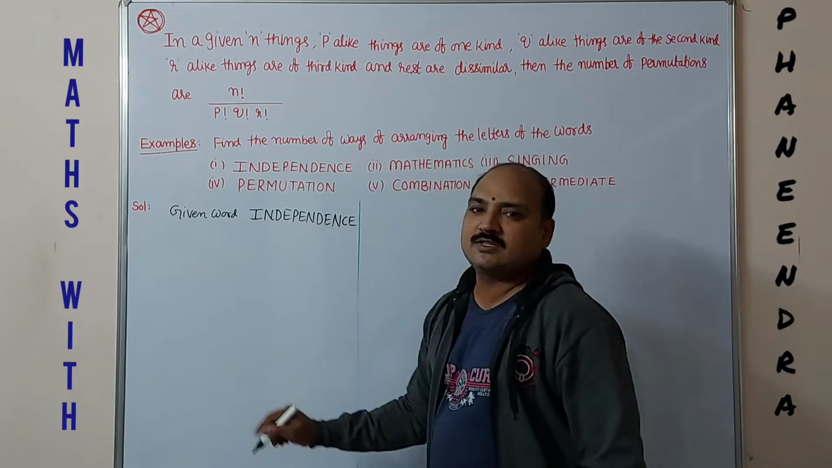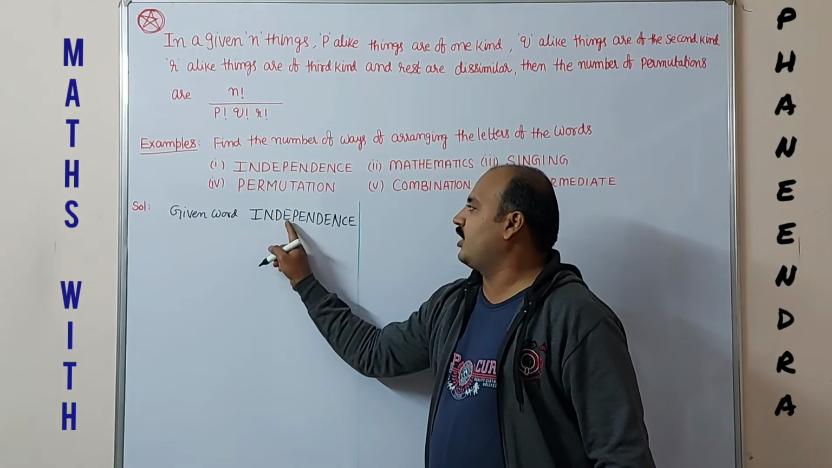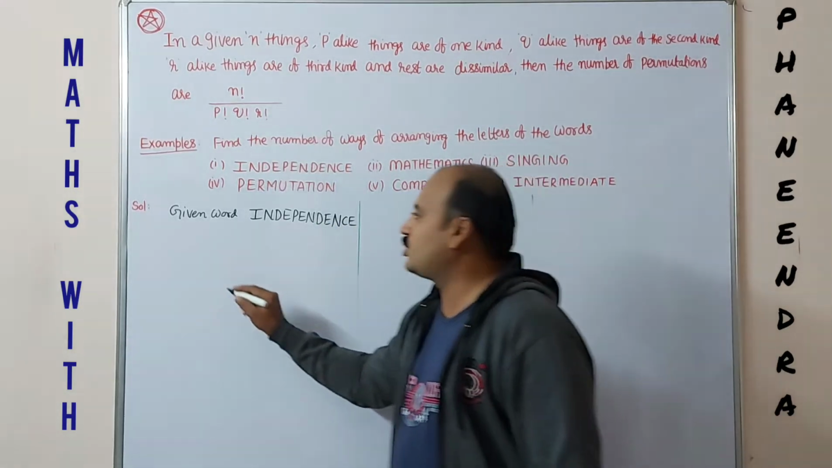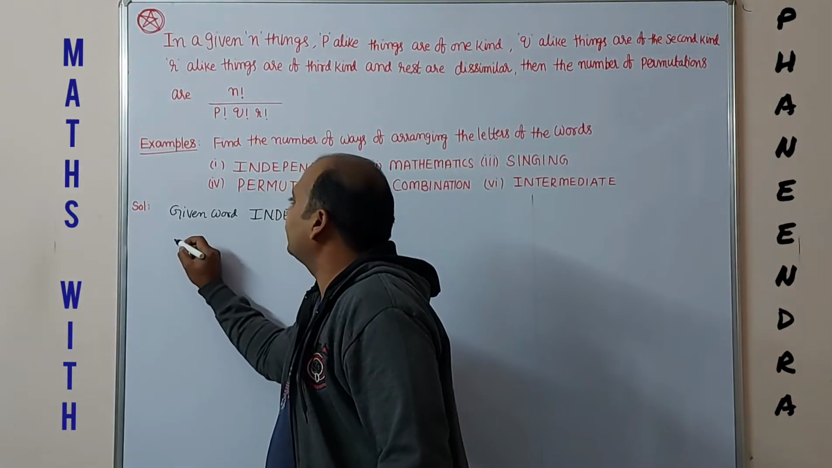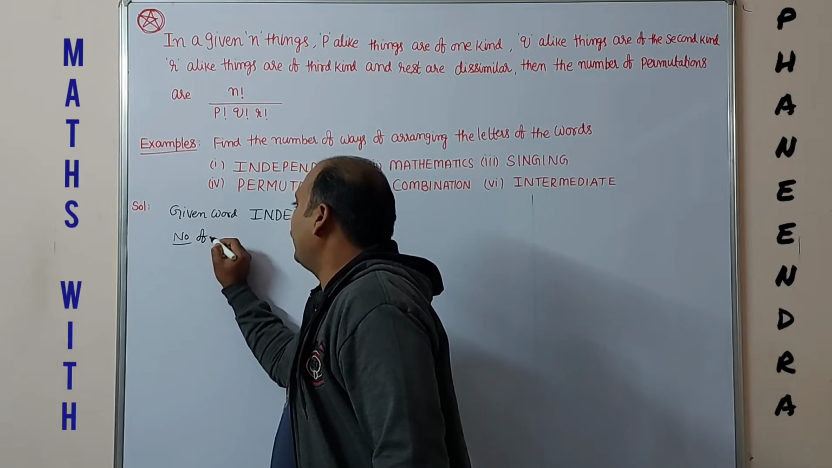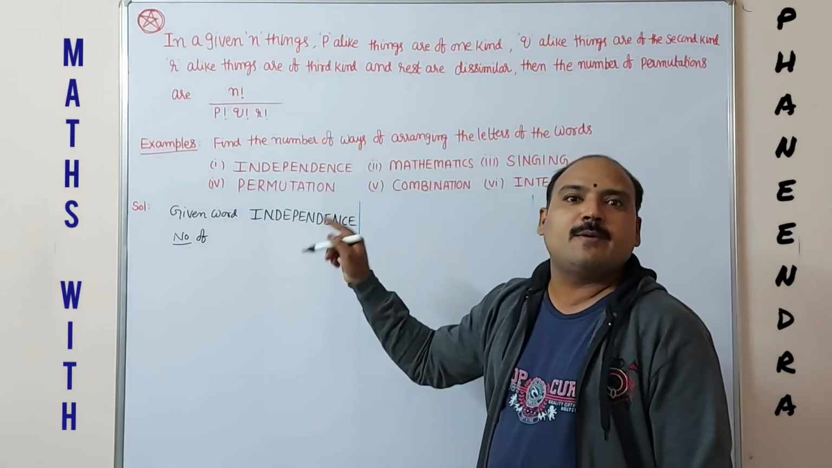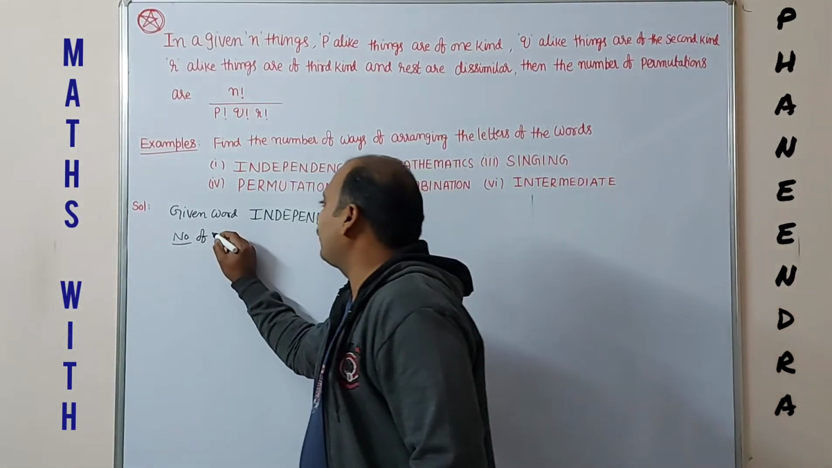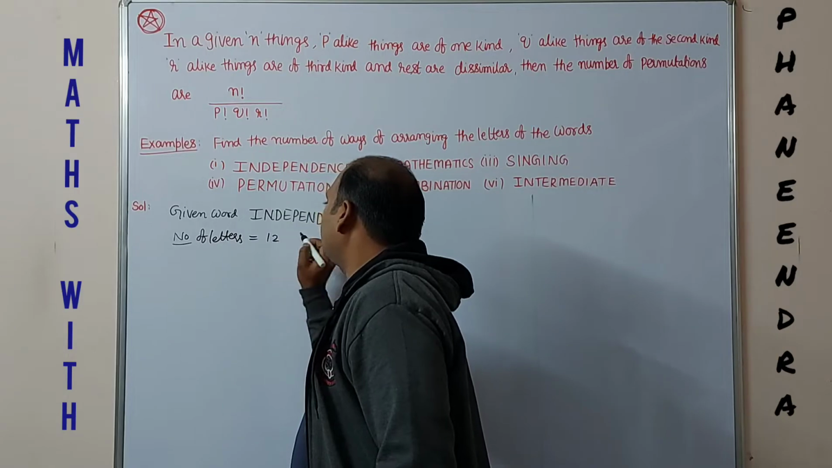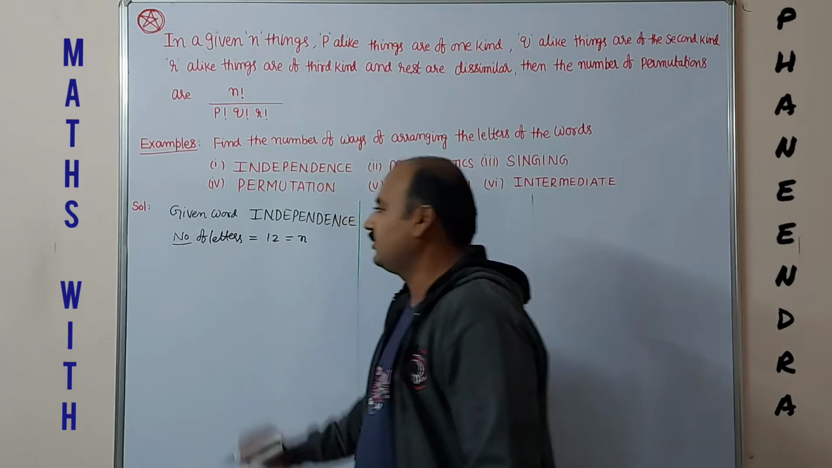So how many letters are there? 1, 2, 3, 4, 5, 6, 7, 8, 9, 10, 11, 12. So the number of letters is equal to 12, which is equal to n.